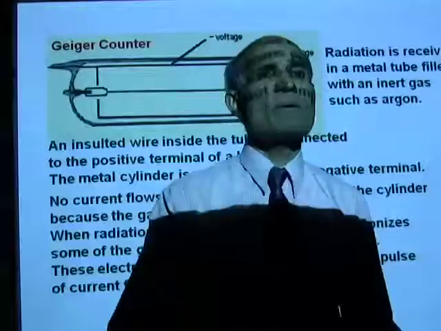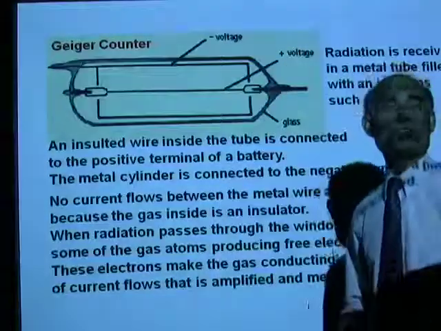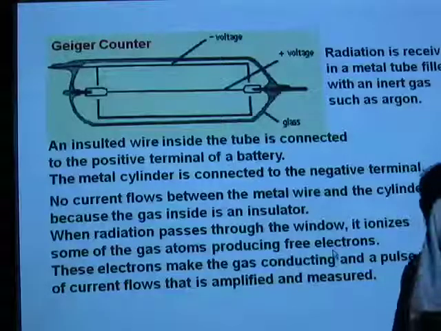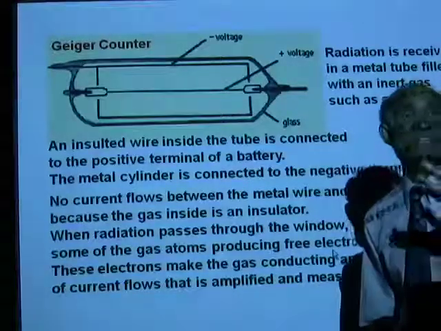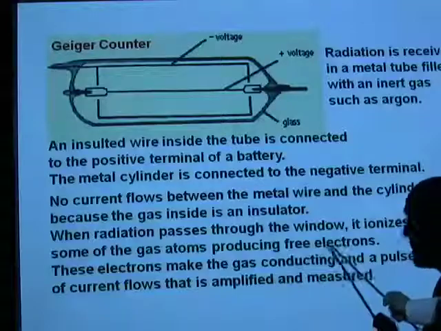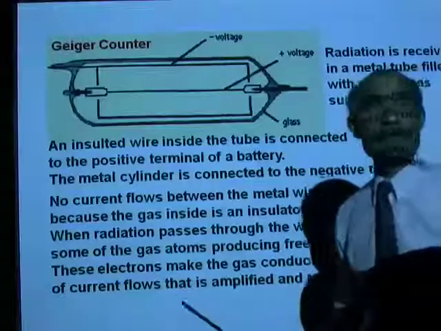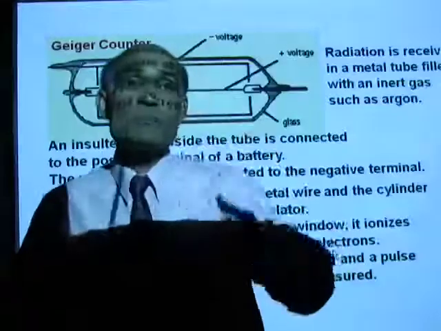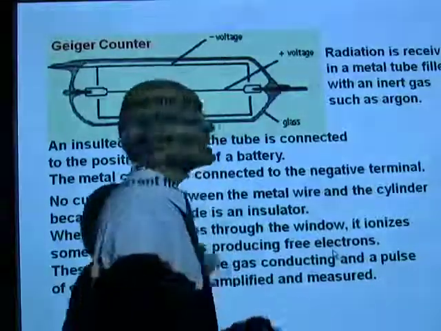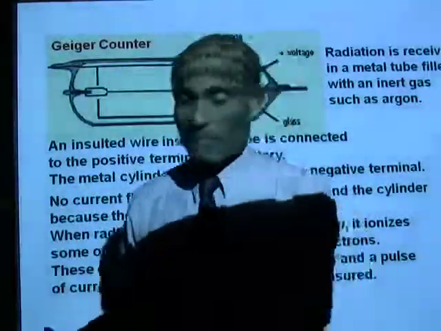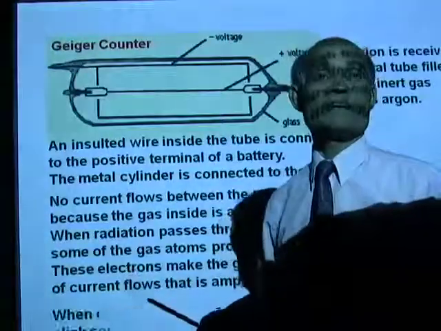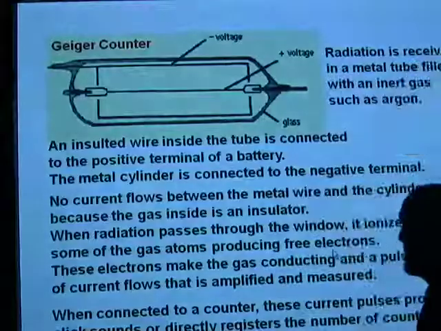So to wrap it up, how does a Geiger counter work? When radiation passes through the window, it ionizes some of the gas atoms, producing free electrons. And the presence of these free electrons will make the medium, the gas in between, conducting, and a pulse of electricity passes, and that can be detected, and we can measure the radiations.